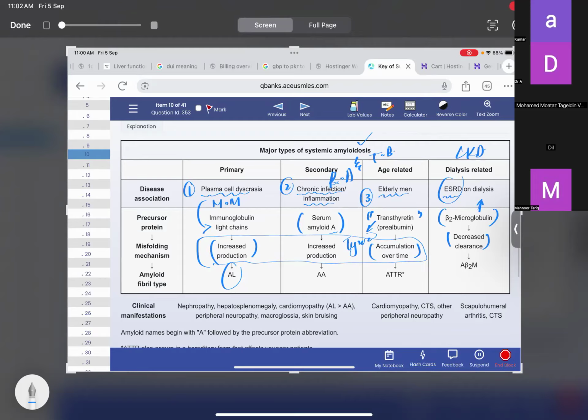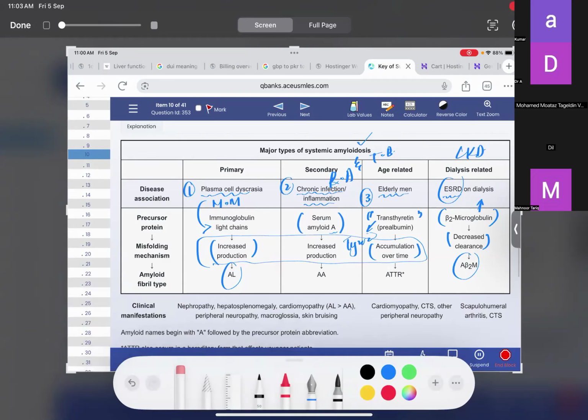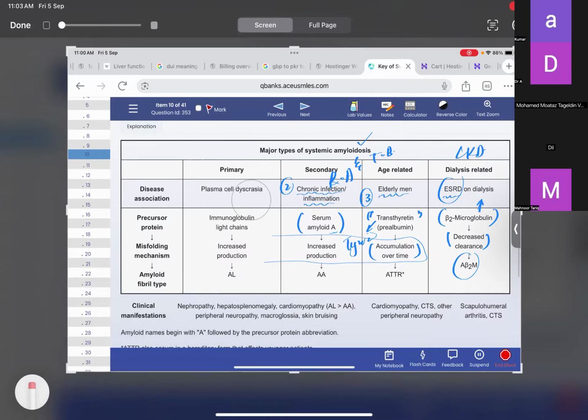So we have amyloid beta 2 protein accumulation. All these are the causes of systemic amyloidosis. You will have to remember all four causes. First is multiple myeloma. The second is chronic inflammation and infections like TB and rheumatoid arthritis. The other is transthyretin, and the last one is beta 2 microglobulin because of decreased clearance.